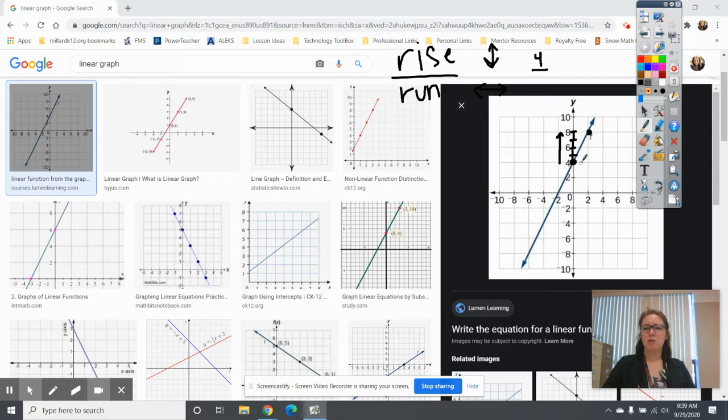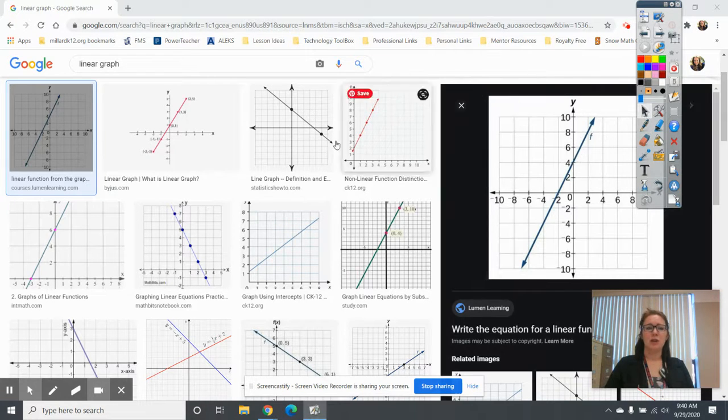Then the bottom of my fraction is the run, or how much you go side to side. How far did I go to get from the first point to the second point? And again, I have to pay attention to the scale. So right here is 2. So I actually went 1, 2. So the bottom of my fraction is 2. Then we always simplify as much as we can. In this case, it's a whole number. 4 divided by 2 is 2. So our slope right here is 2.